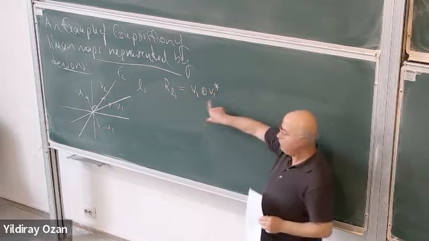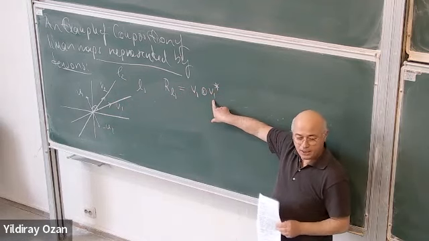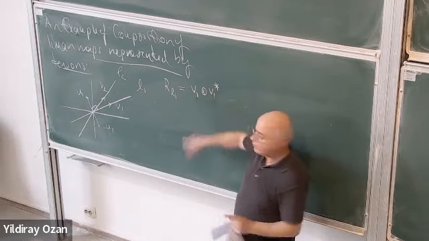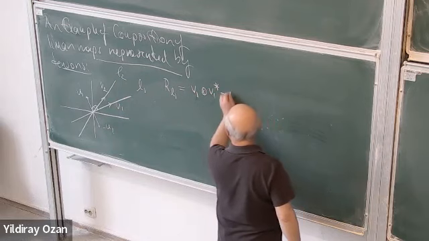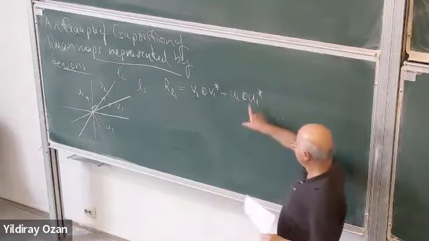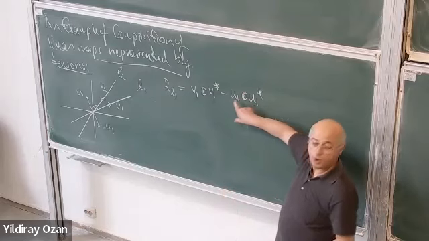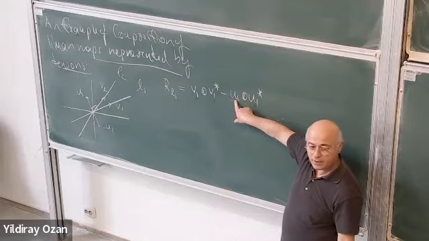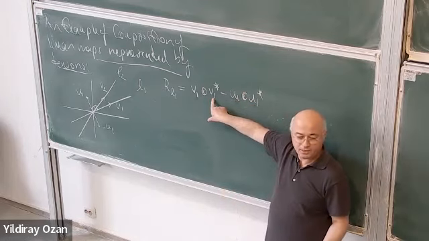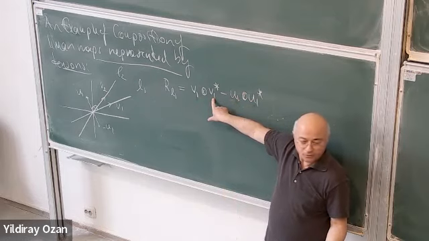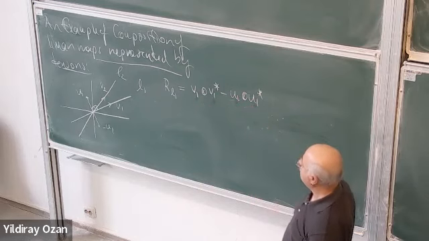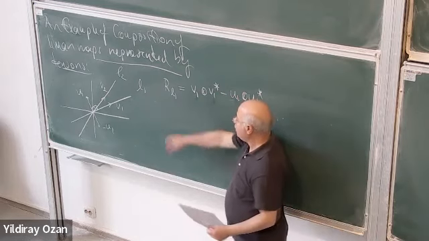When you feed V1 to this, it will eat and give you 1, and then you will get V1. And if you feed U1 to this, it will give you minus U1, right? And this one, of course, when this guy eats U1, it will give you 0, right? So this is reflection with respect to the line L1.